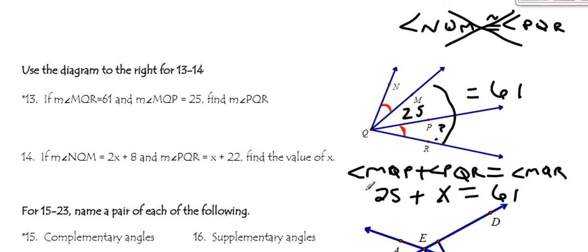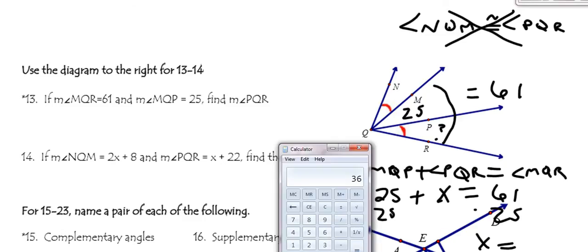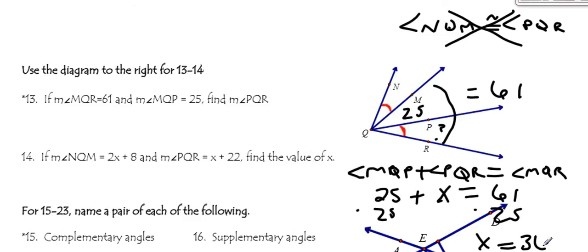So this just becomes a basic subtraction problem. I'm going to subtract 25 from both sides, and X equals what I get, 36. And then we check. Does 25 plus 36 equal 61? 36 and 25, 1, 61. So we're good.